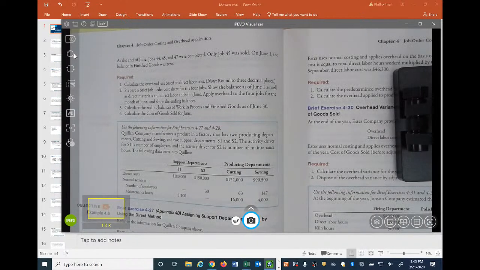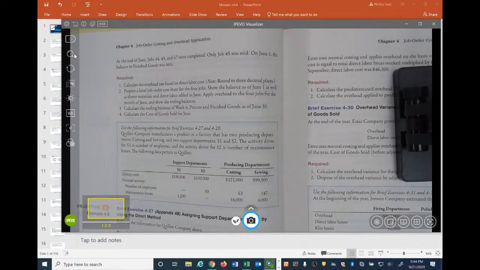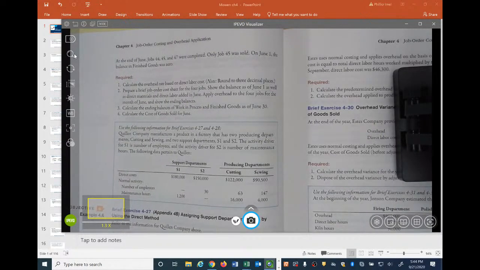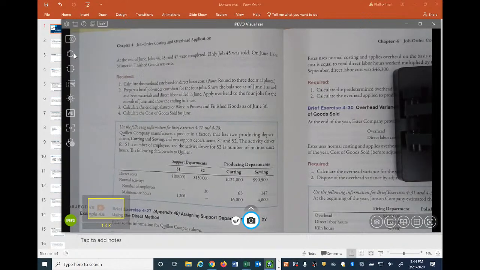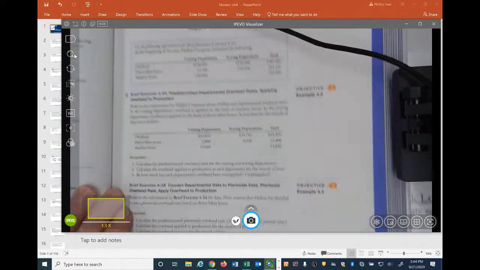Okay, at the end of June, jobs 44, 45, and 47 were completed. Only job 45 was sold. On June 1, the balance in finished goods was 0. Okay, so the first thing we want to do is calculate the overhead rate based on direct labor costs. So calculate the overhead rate based on direct labor costs.